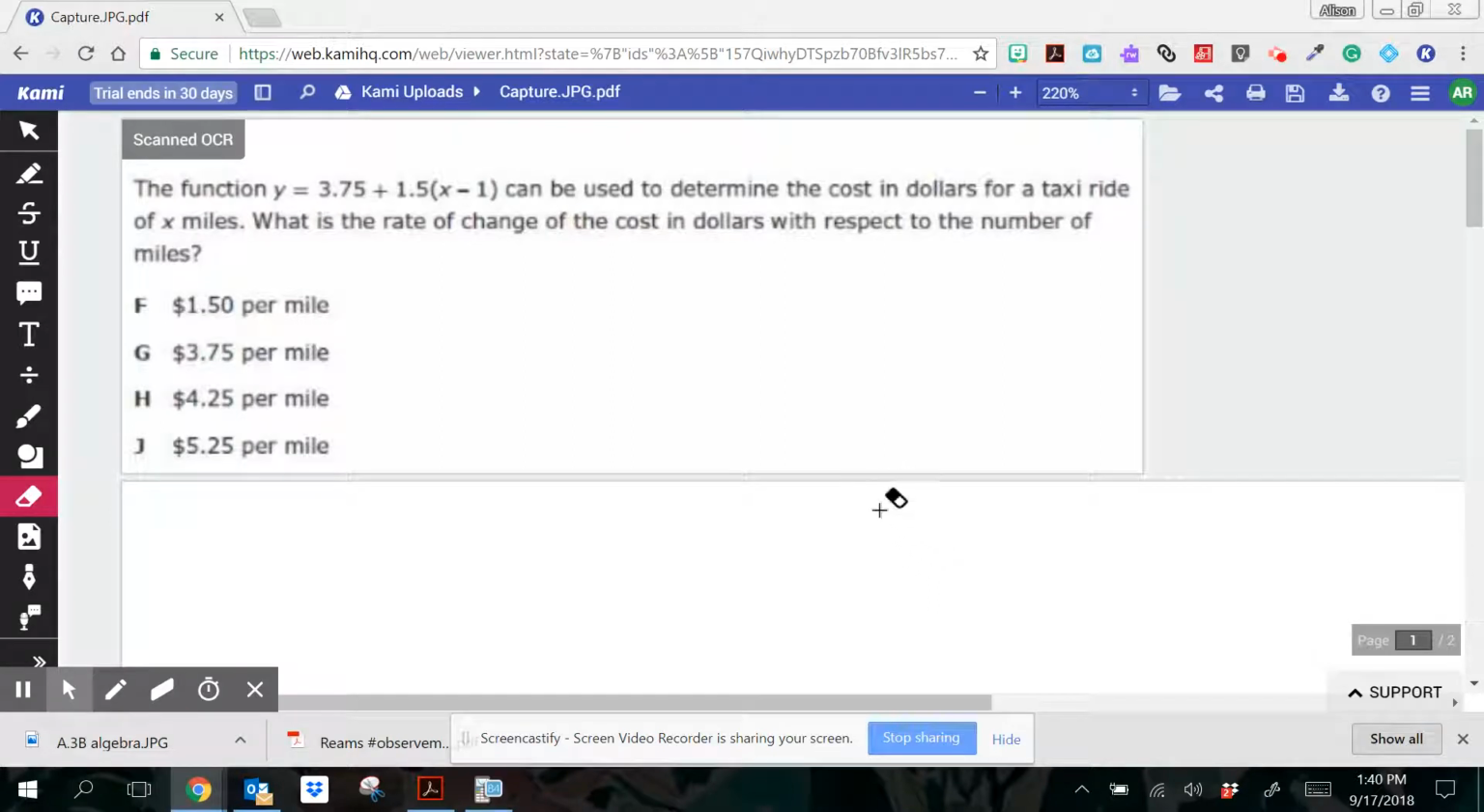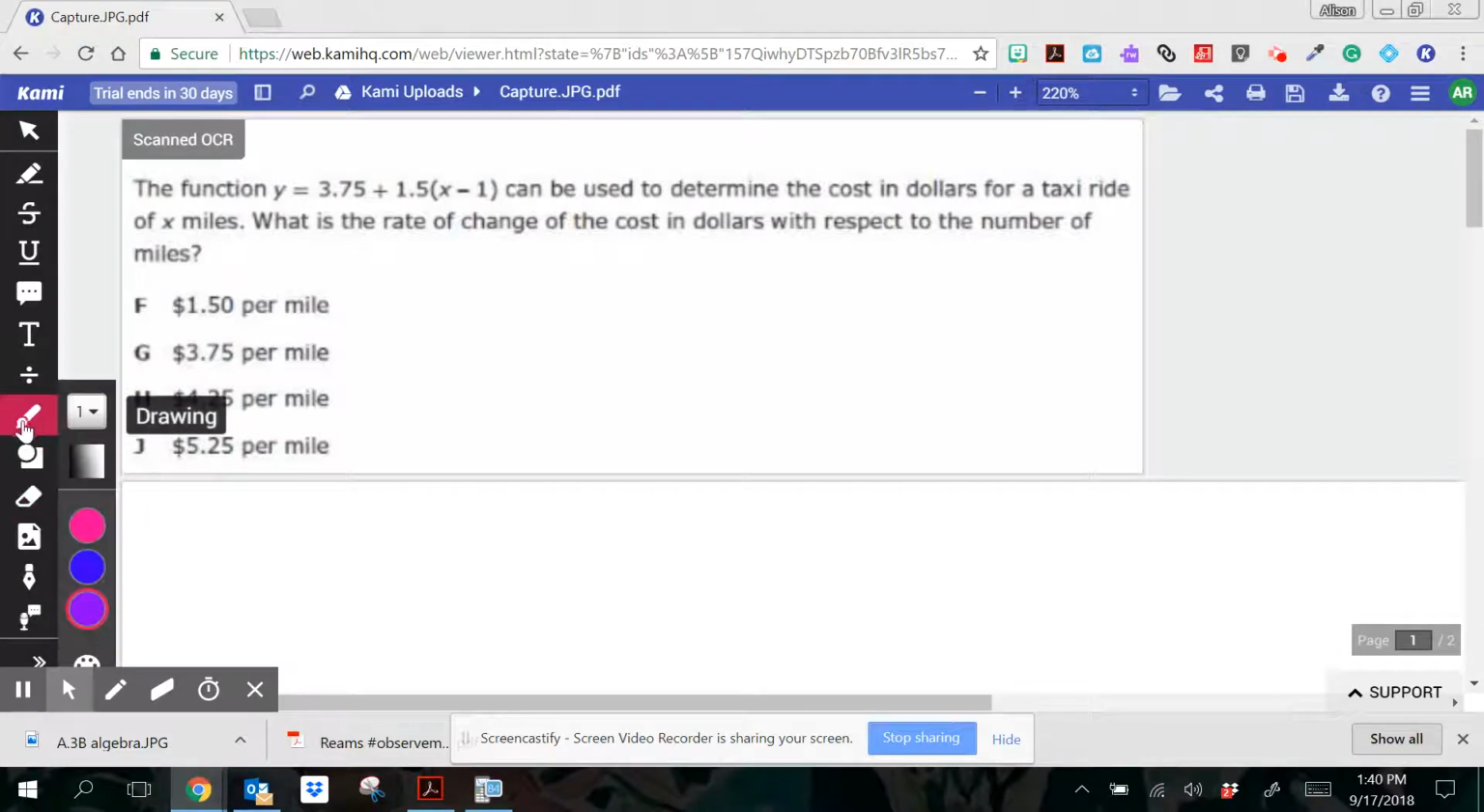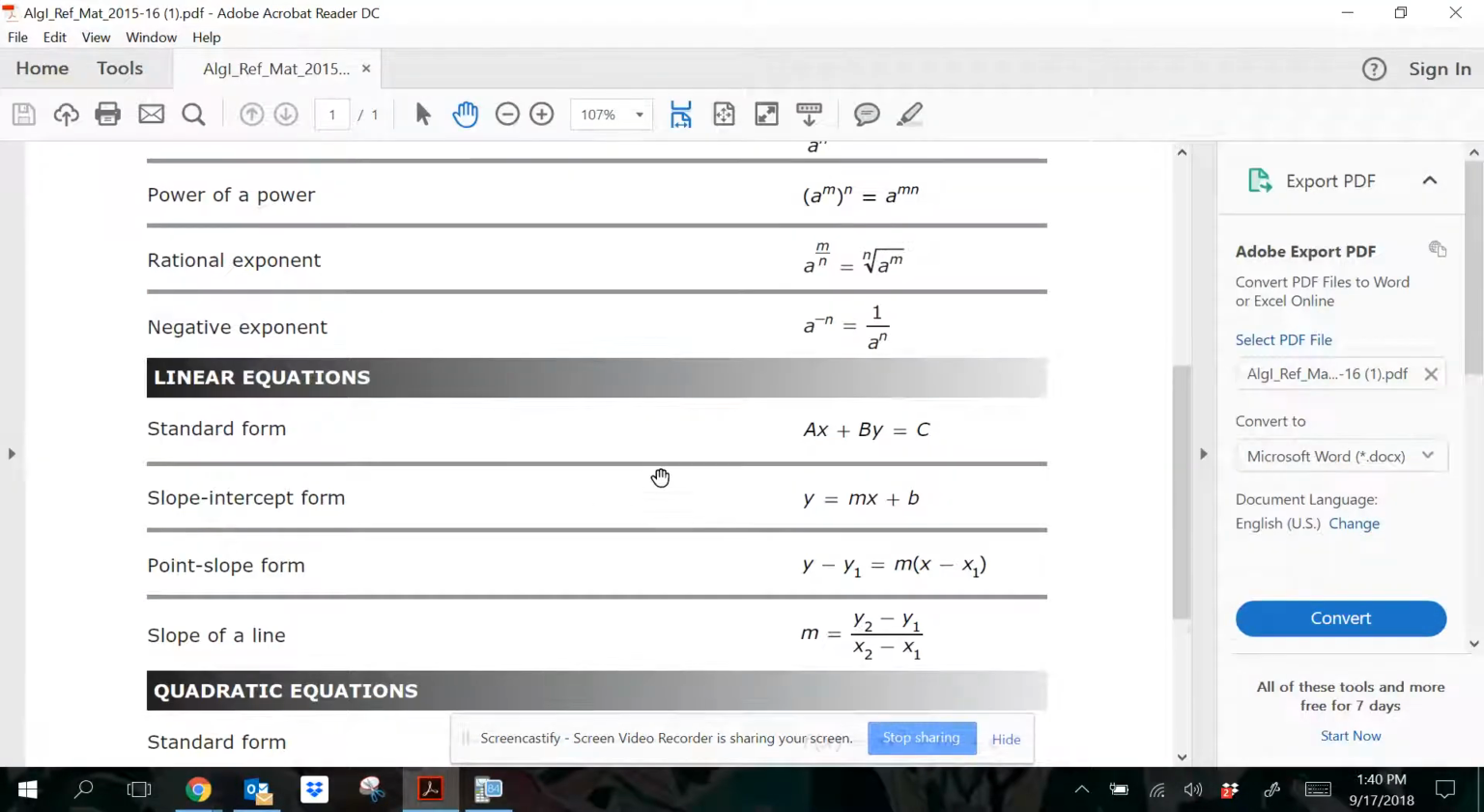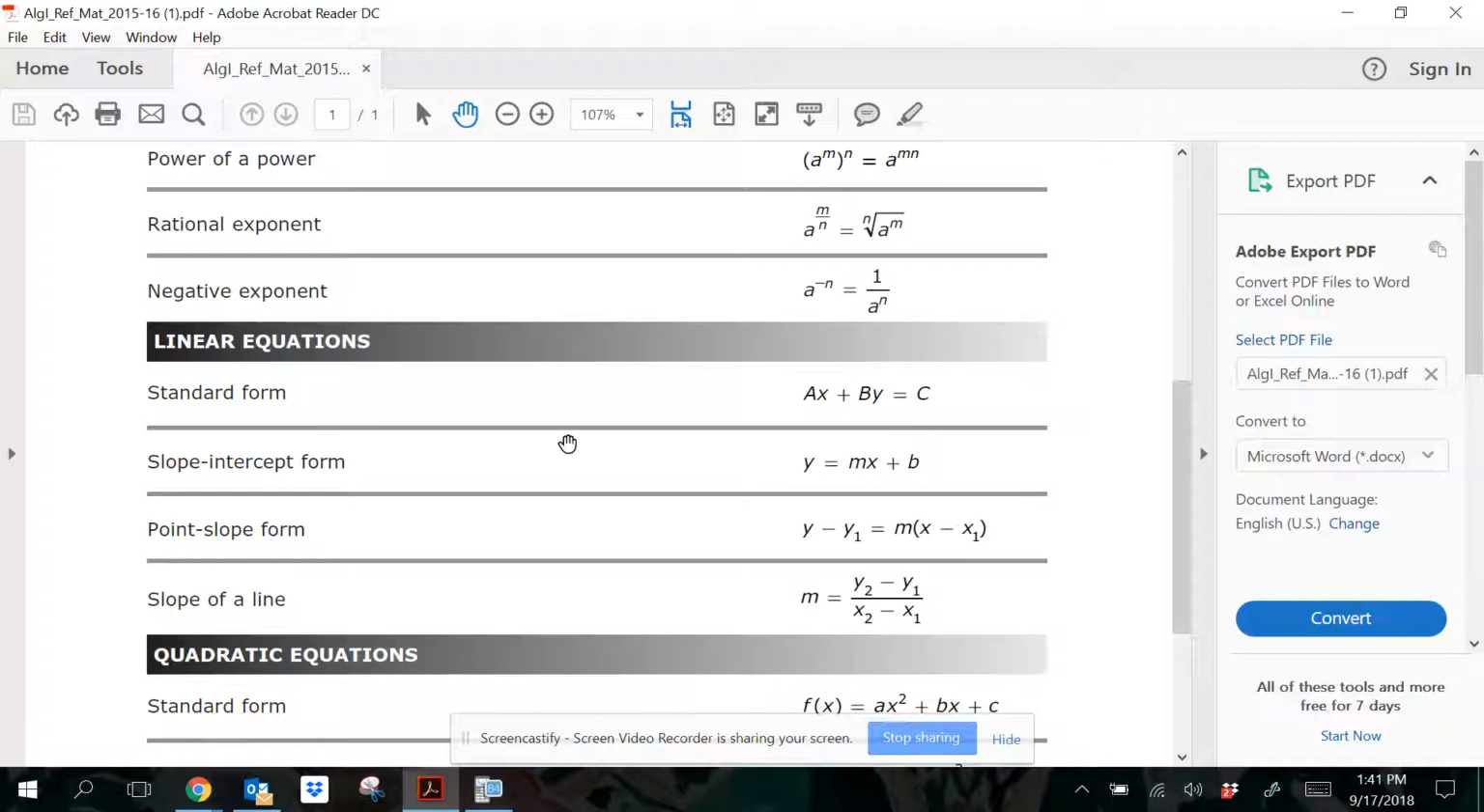For this problem, we needed to figure out what the rate of change is when we're looking at the equation. Now, if you go to your reference materials, you'll see that under linear equations, I have two equations, my slope-intercept form and my point-slope form, that make it really easy for me to see where my slope is, because my slope is always represented by the letter m.